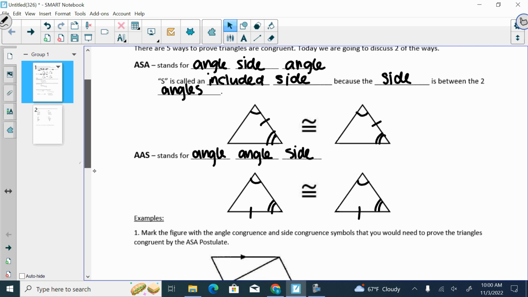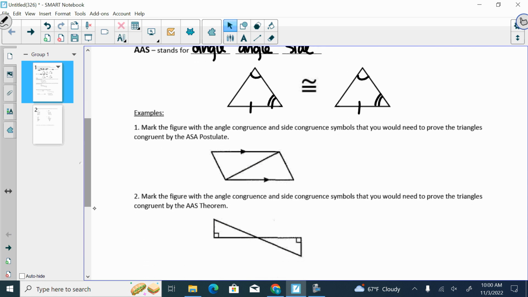In these next examples, number 1 says to mark this figure with the angle congruence and side congruent symbols that you would need to prove that these triangles are congruent by angle, side, angle. So we're going to need two sets of angles and one side, and that side has to be the one in between the angles. Okay? So they want us to mark what we can on this figure. They don't have anything marked for us except those little arrows on the top and bottom lines. Does anybody remember what those arrows tell us about lines? They're parallel. Parallel, right. Which would make this diagonal line like a transversal.